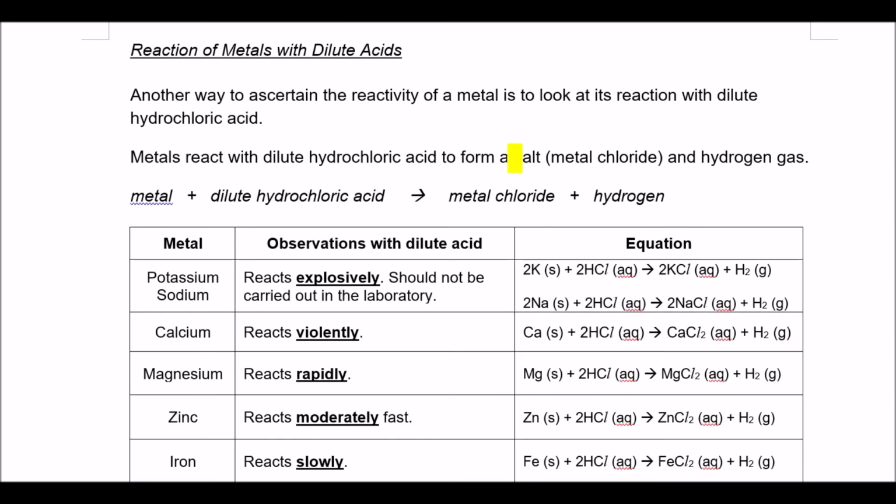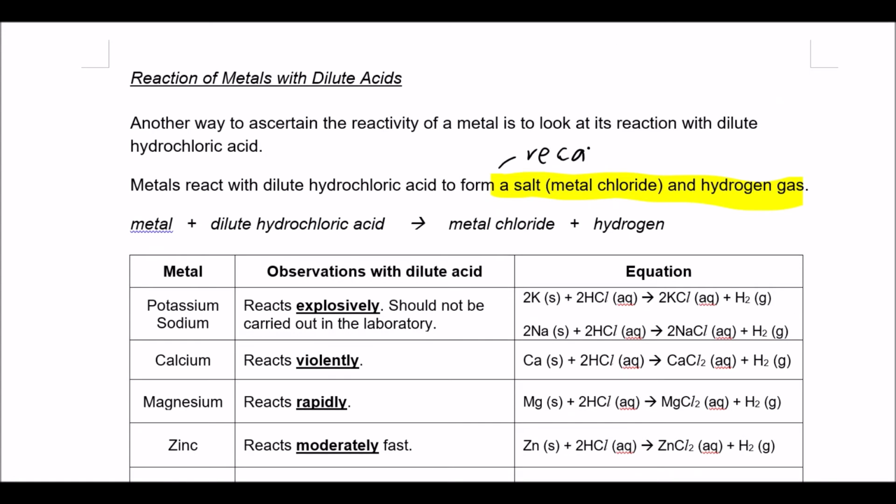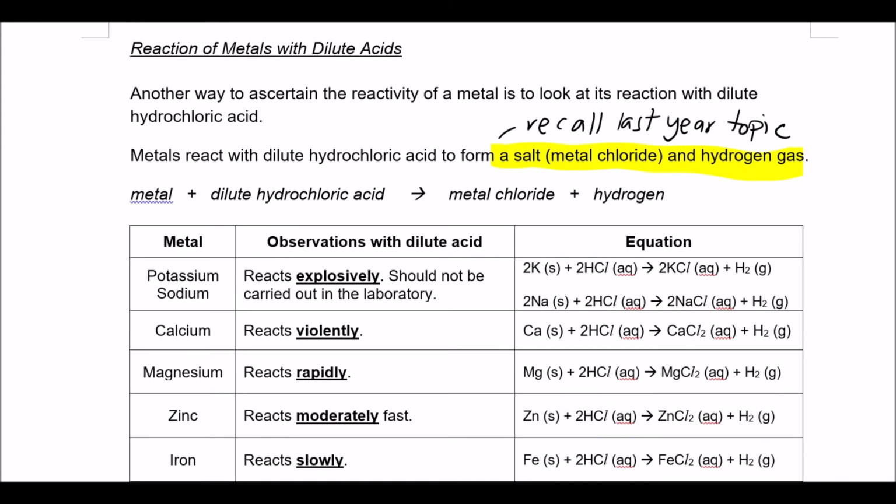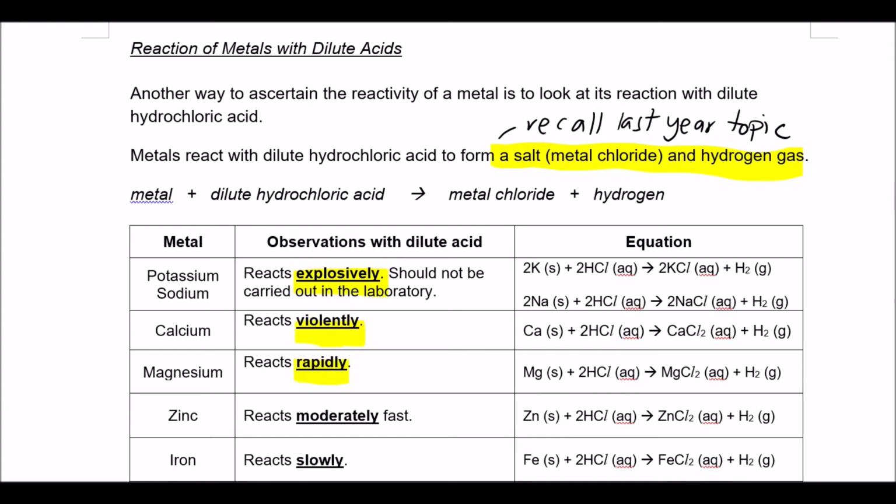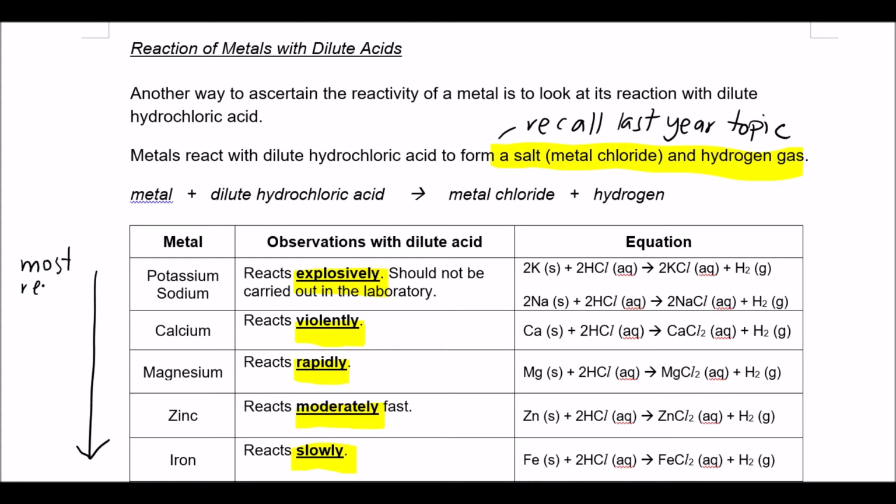The next reaction we look at is the reaction of metals with dilute acid, and this is something we actually learn in Sec 3 when we learn about the reactions of acid with metal. It will form a salt and hydrogen gas. So what you need to take away from this reaction is that the terms explosively, violently, rapidly, moderately, and slowly are all adjectives to describe how fast or slow it reacts, and you can see that it gets more gentle as we go from potassium down to iron. So this shows that the ones on top are the most reactive, and the ones below are actually less reactive.